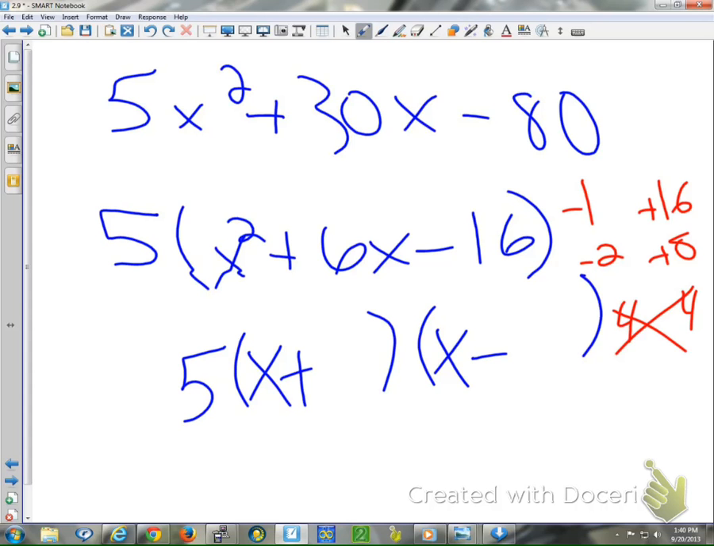Which one of those adds to 6? 2 and 8. The plus goes with the 8. The 2 goes with the minus. There you go. Now what's number 2?